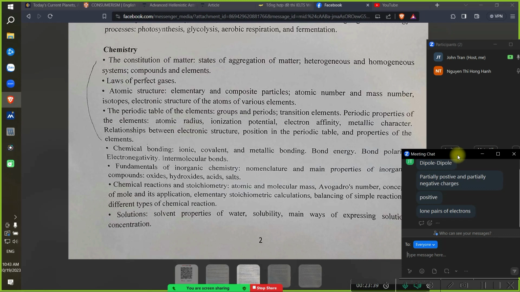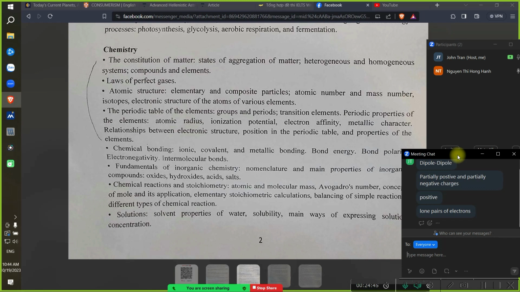Okay, next one. Fundamentals of inorganic chemistry. Nomenclature. The way we name ionic compounds and covalent compounds is different. I'm going to talk about ionic compounds first. Ionic compounds are metals with non-metals. The way we name them is much easier than the others. We just name the metal first, then add the non-metal element, with the ending -ide.